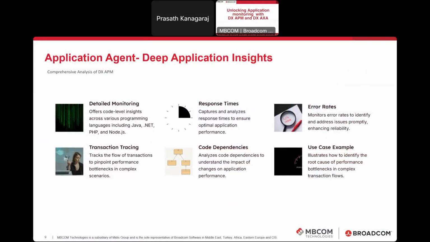So we have different types of agents, as I mentioned. We have the application agent, the infrastructure agent, and the universal monitoring agent. Each has an individual task. The application agent provides code-level visibility, meaning you can see which functions, methods, classes, or transactions are slower or failing. So we can see detailed monitoring of that: the response time, error rates, transactions traced from end to end, and the code dependencies as well.